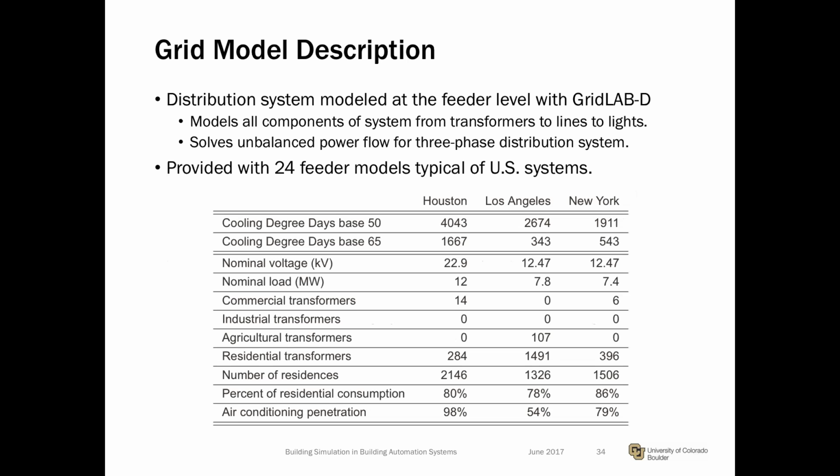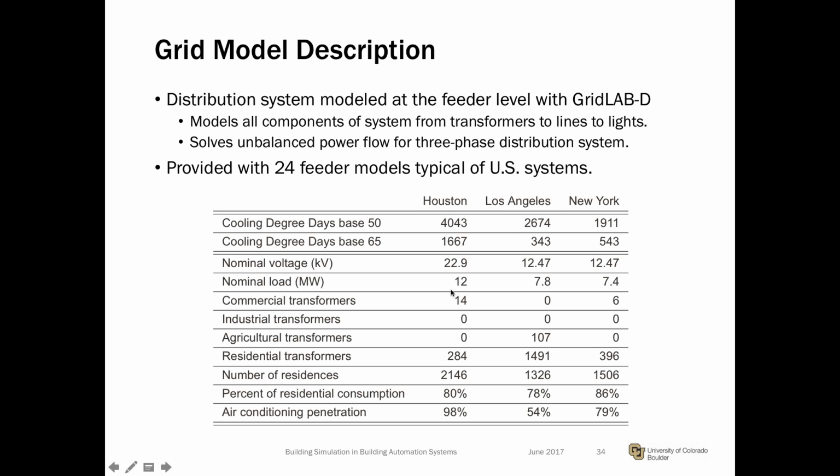And in this grid flexibility study, we looked at 3 US distribution feeders, one in Houston, one in Los Angeles, one in New York. We utilized Pacific Northwest Laboratory's GridLAB-D program to model all the components from transformers to lines to lights, and to solve an unbalanced power flow problem for this 3-phase distribution system. We're going to focus on Houston.